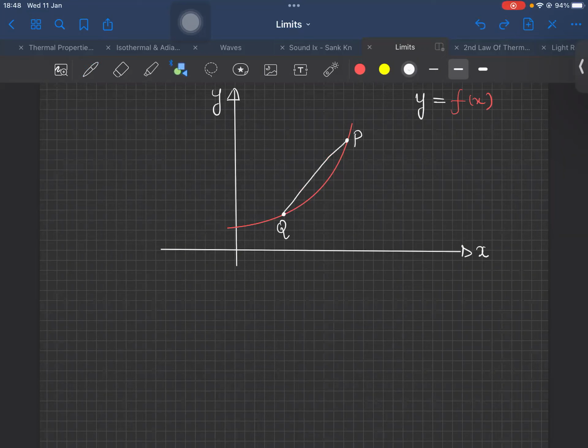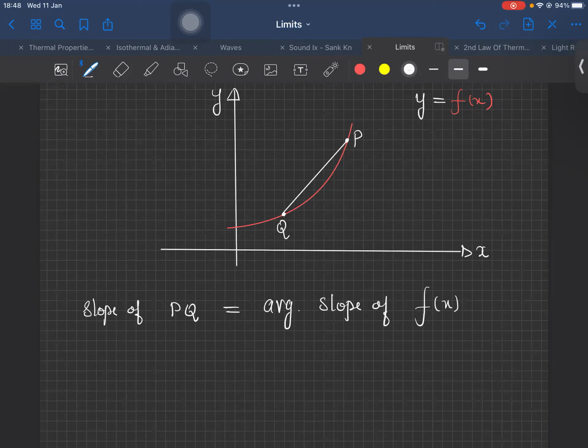If you join P and Q and find the slope, that means you are finding the slope of the straight line PQ, right? So if you find the slope of line PQ, that is the average slope of f of x between P and Q. Like you find average velocity, you find average acceleration, right? That's the way we do it.